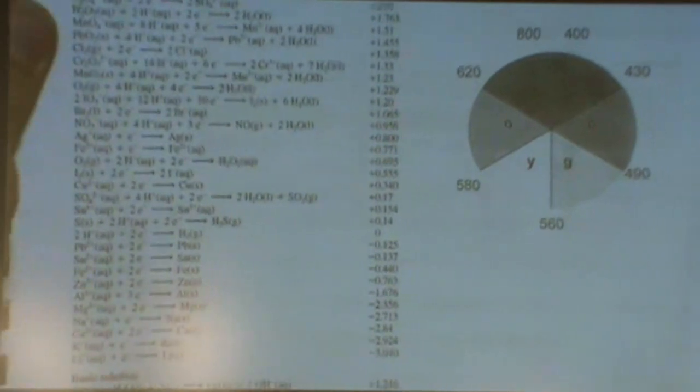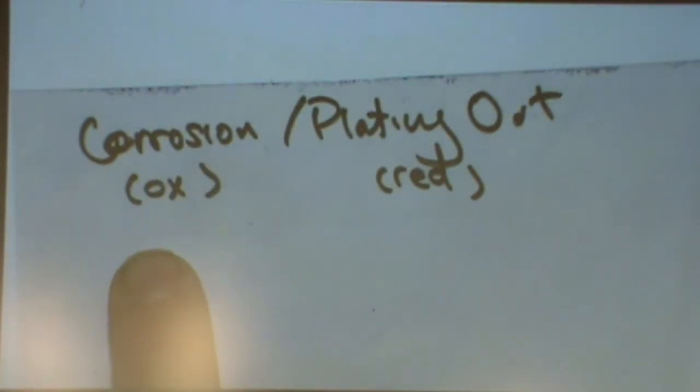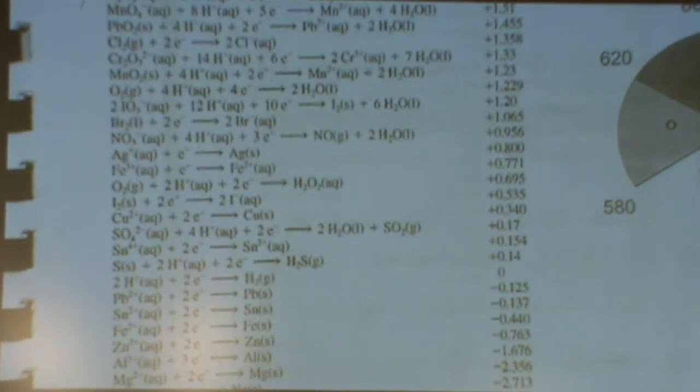So let me zoom in just to one little section here. Anytime I don't give you data, you'll need to use this. There's 4 questions I could really ask you. Which will plate out first? Which will corrode first? Which will oxidize first? Which will reduce first? Those are really only 2 questions, not 4, because corrosion is oxidation, plating out is reduction. Those are my very favorite multiple choice warm-up questions that you see at the first 2 questions of an exam.